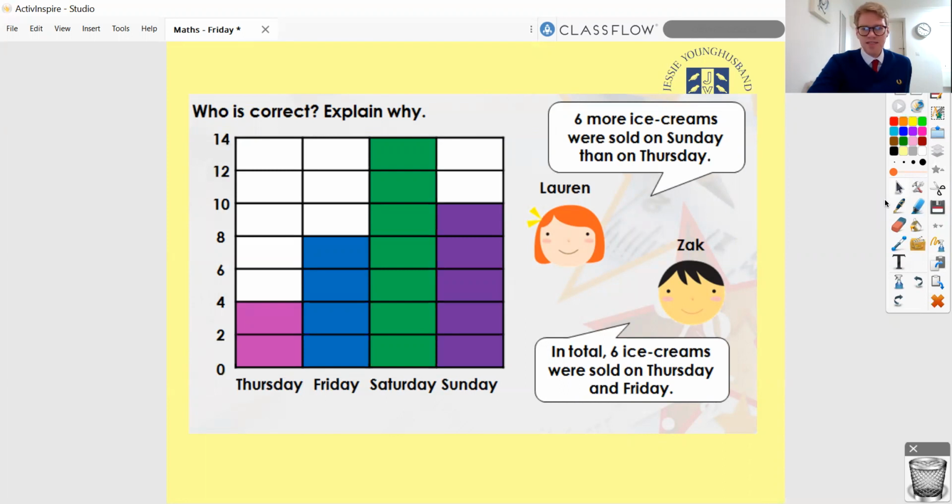Okay, so Lauren says 6 more ice creams were sold on Sunday than on Thursday. Well, let's have a look. Sunday was 10, Thursday was 4, so that is 6 more. She's right. Zach says in total 6 ice creams were sold on Thursday and Friday. Well, that's not correct because it's 4 plus 8, which is 12, so Zach's not right.